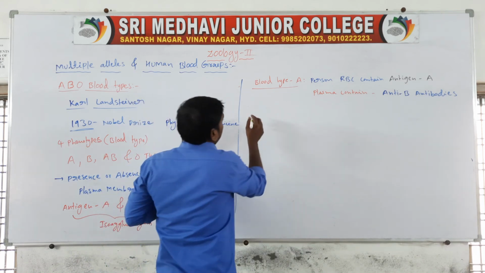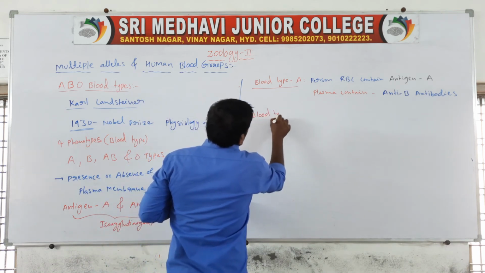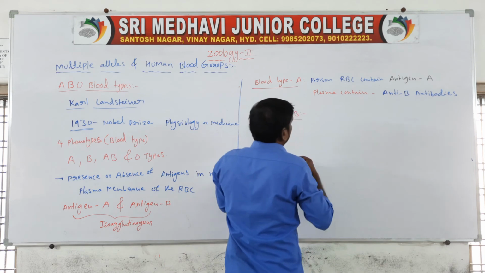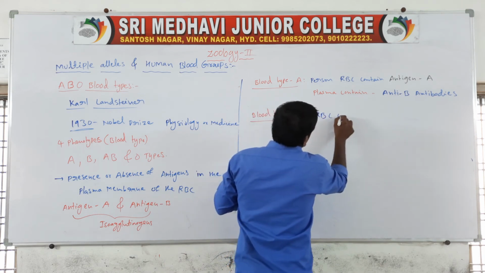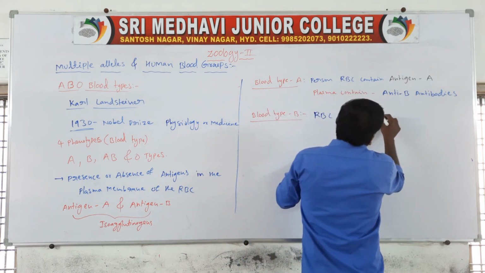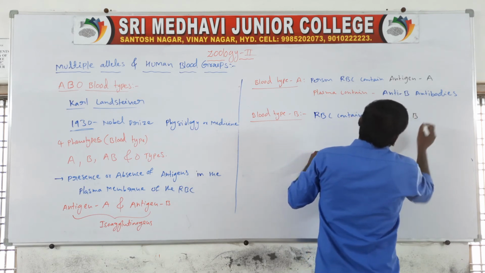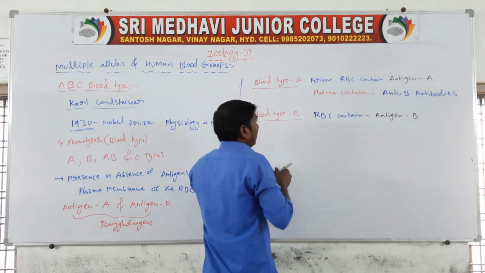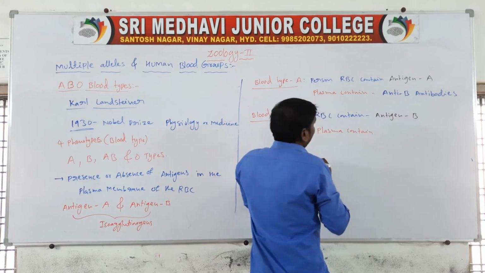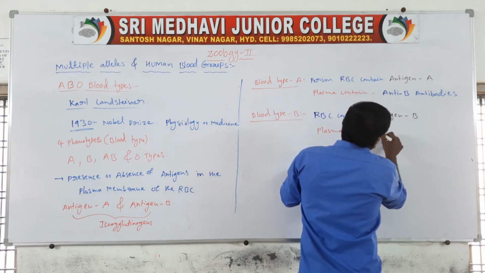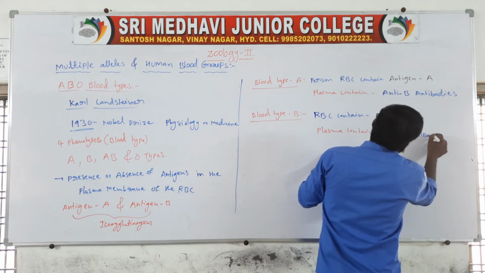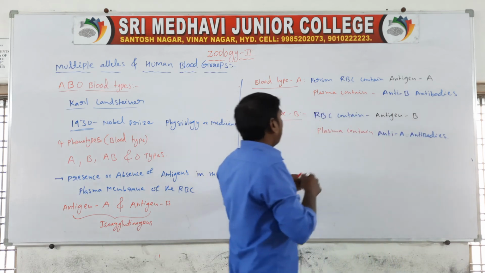Next, blood type B. In a person with blood type B, the red blood cells contain antigen B, and the plasma contains anti-A antibodies. This is blood group B.